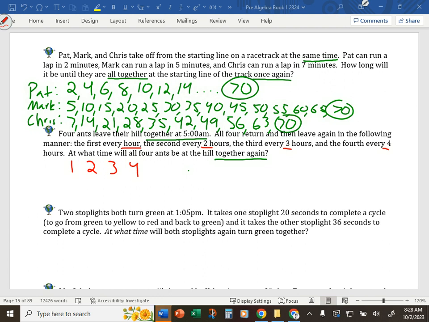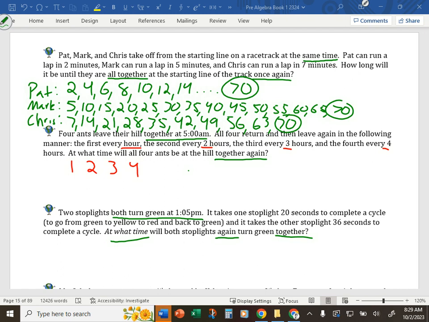Okay. 2 stoplights both turn green at 1:05 p.m. Something happens. It takes one stoplight 20 seconds to complete a cycle, which means going from green to yellow to red and back to green again. And it takes the other stoplight 36 seconds to complete a cycle. At what time will both stoplights again turn green together? LCM. Something happens. When will it happen again?